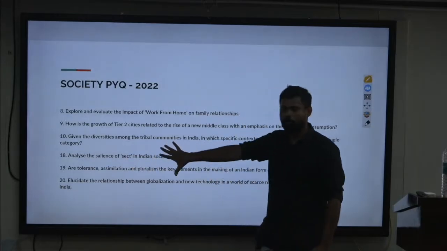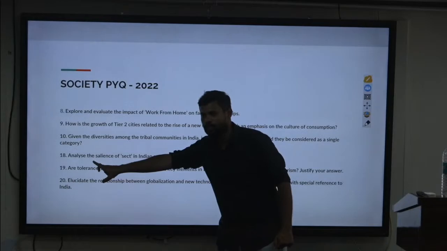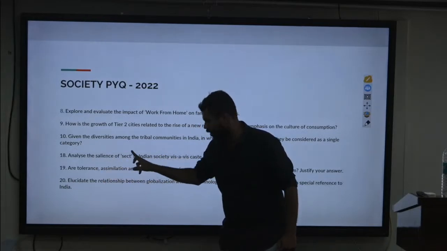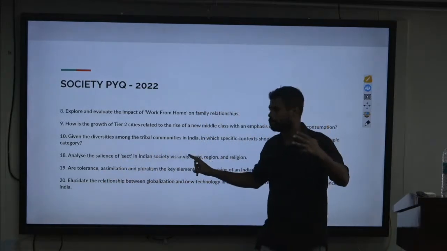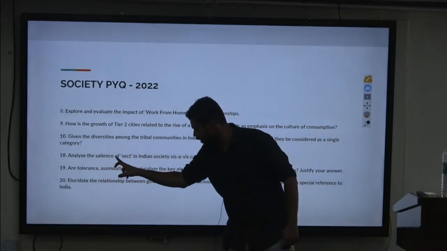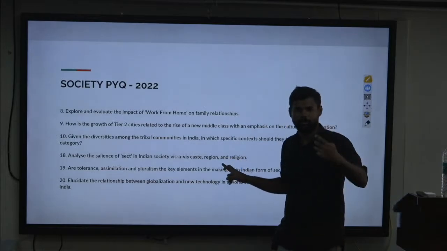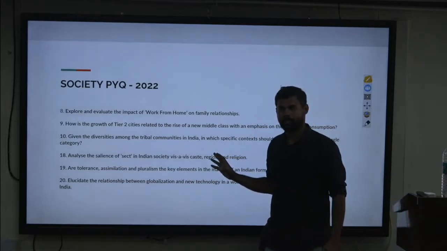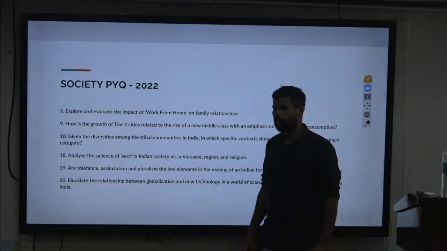Okay, so how will you structure the answer? You will structure like this. First subheading is analyze the salience of this variable on caste. Give 3 points. Analyze the salience of this on region. Give 3 points. Analyze the salience of this on religion. Give 3 points. Your answer is done. Got this? So overall, this is the way you approach it.